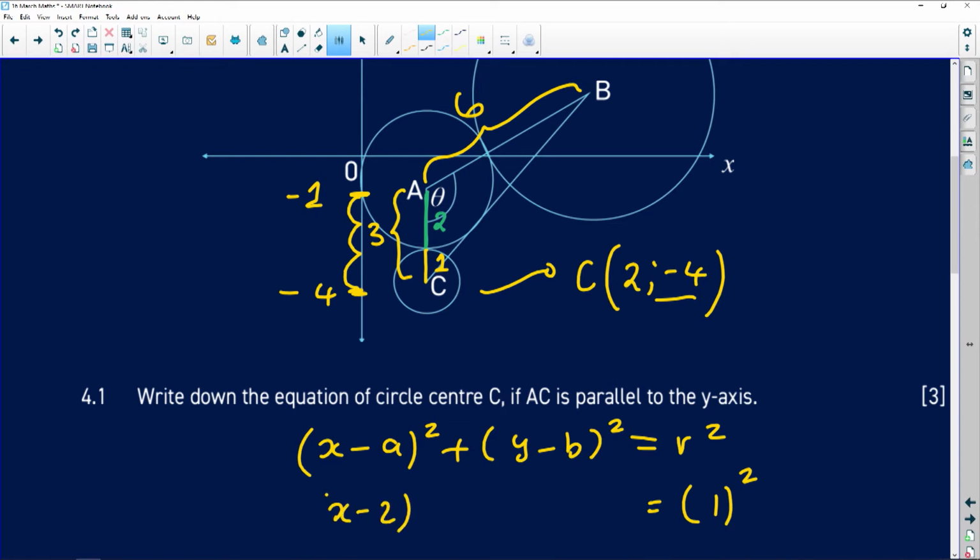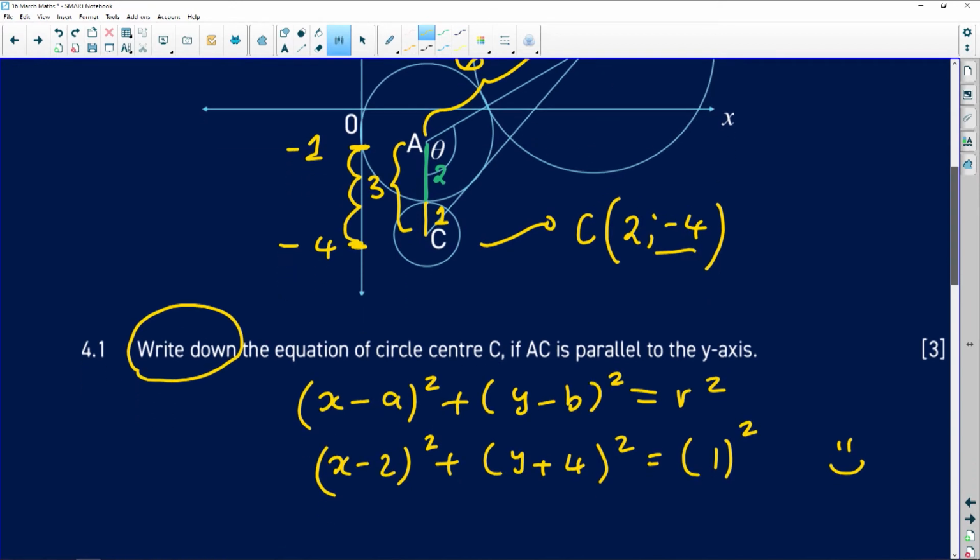I'll have (x - 2) squared, and I'll have (y - 4), then it's going to be plus 4 squared. And that, beautiful people, gives me the equation of the circle. It's easy. That's why they say to you, write down. It means there's not a lot of hustling happening when you're trying to figure out the solution to that one.